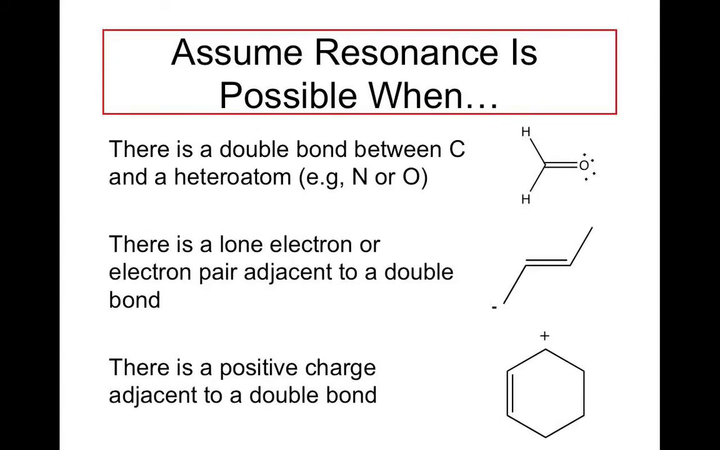Always assume that you can draw resonance contributors of a resonance hybrid when you have a double bond between a carbon and any heteroatom, when you have a lone electron or a lone electron pair adjacent to a double bond, as seen on the right here. Notice that the double bond is adjacent to a lone pair of electrons indicated on the terminal carbon in this structure. Alternatively, assume that resonance is possible when you have a lone positive charge adjacent to a double bond. Down here, notice that the double bond is once again adjacent to a positive charge.